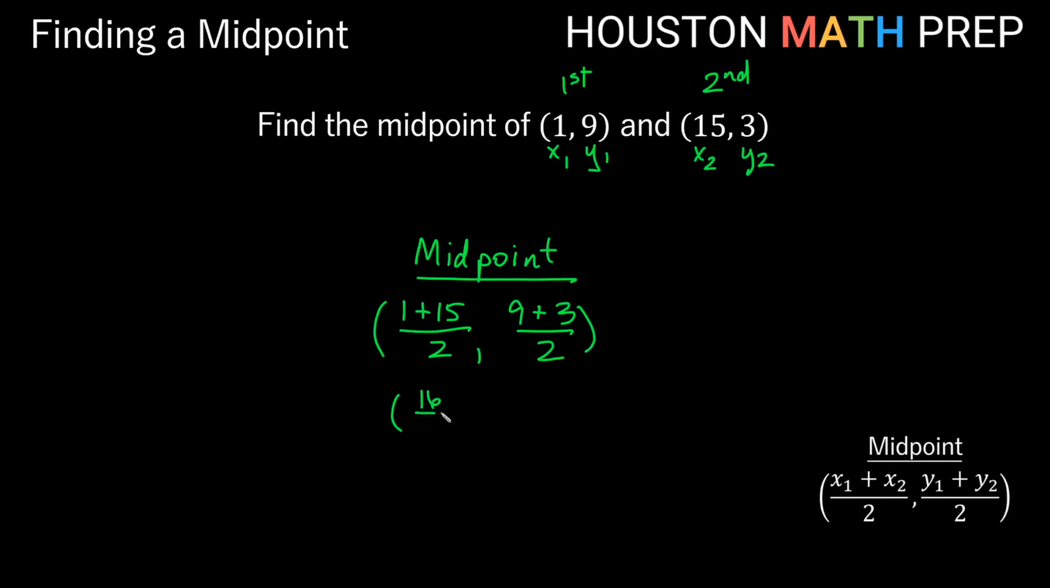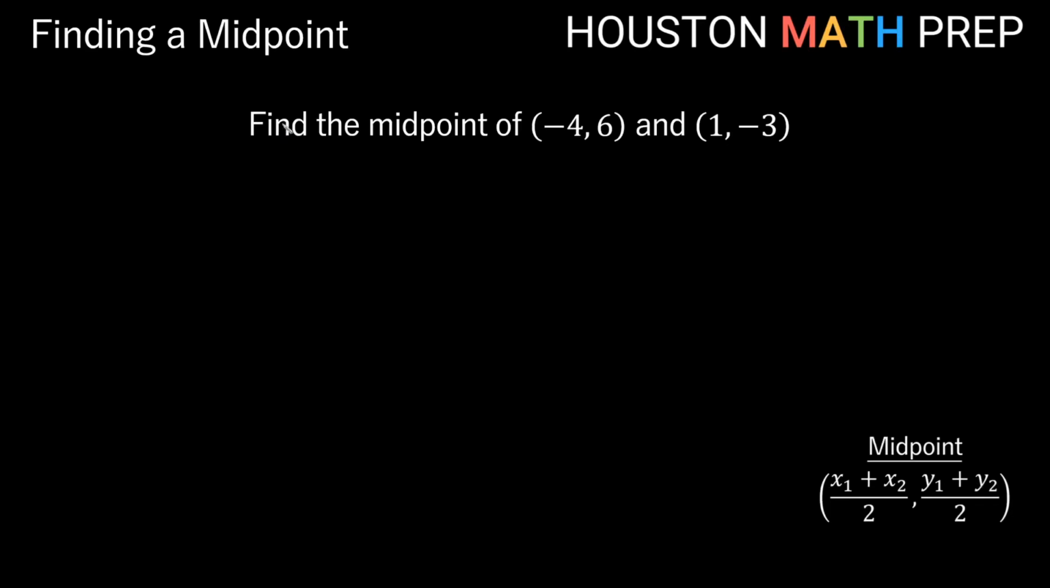That gives me 16 over 2. And then here 9 plus 3 would give us 12 over 2. And we should go ahead and simplify these. 16 divided by 2 is going to give us 8 for our x-coordinate, and 12 divided by 2 will give us 6 for our y-coordinate. And so that is our midpoint between (1, 9) and (15, 3).